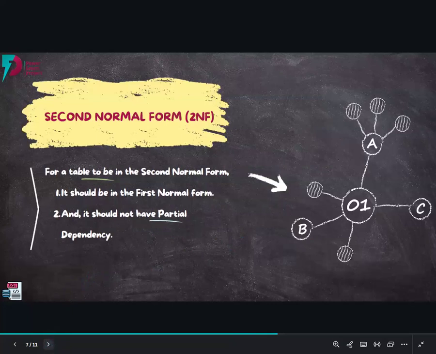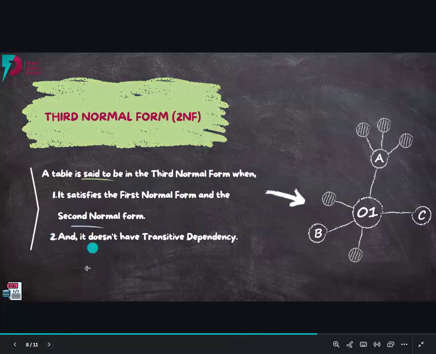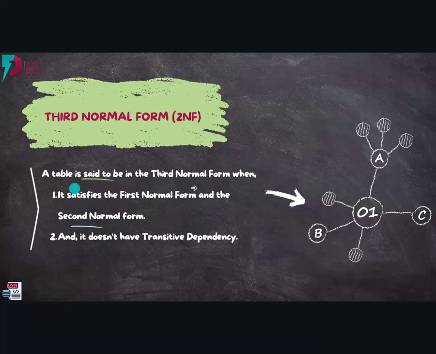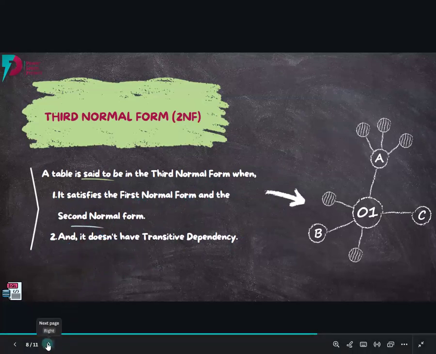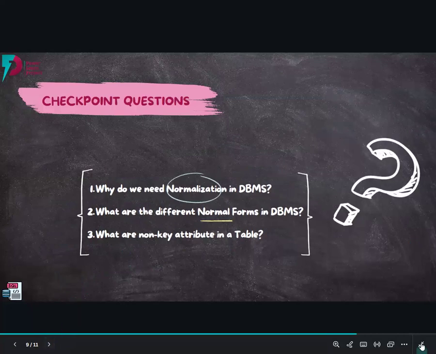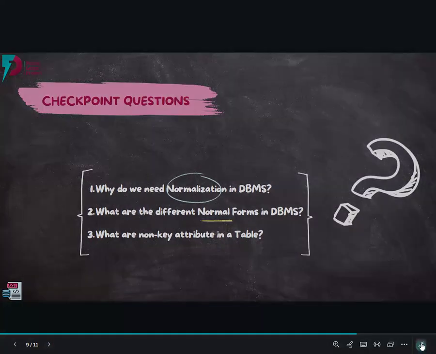So for a table to be in second normal form, it should be in the first normal form and should not have a partial dependency. A table is said to be in third normal form if it satisfies the first and the second normal form, and it does not have transitive dependency. Yeah, that is all that I covered in last week's class.